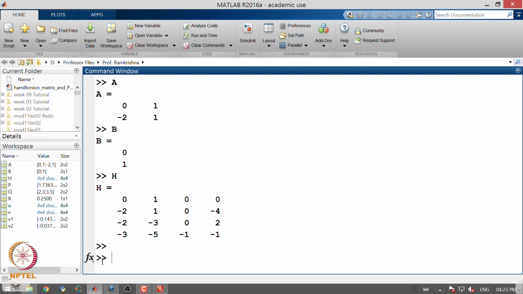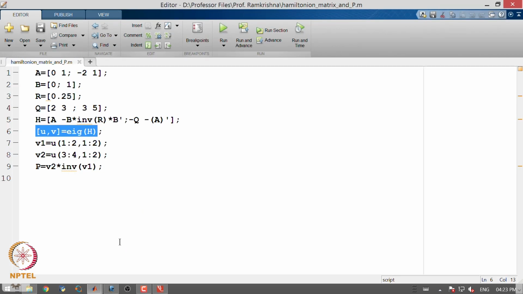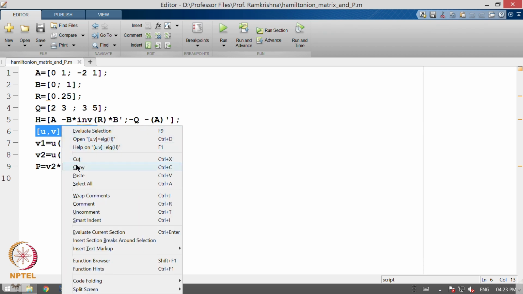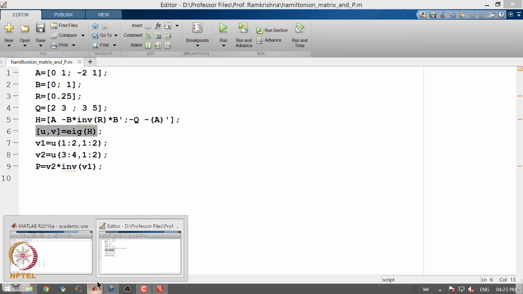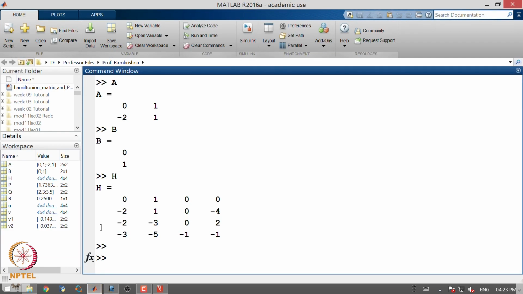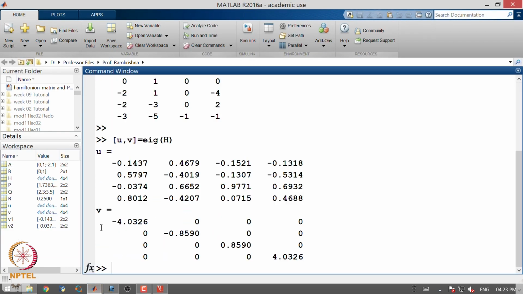okay, copy this and let me paste this here. Okay. So what I get is H, as in the theorem statement, has 2 eigenvalues which are positive and 2 eigenvalues which are stable. Okay.